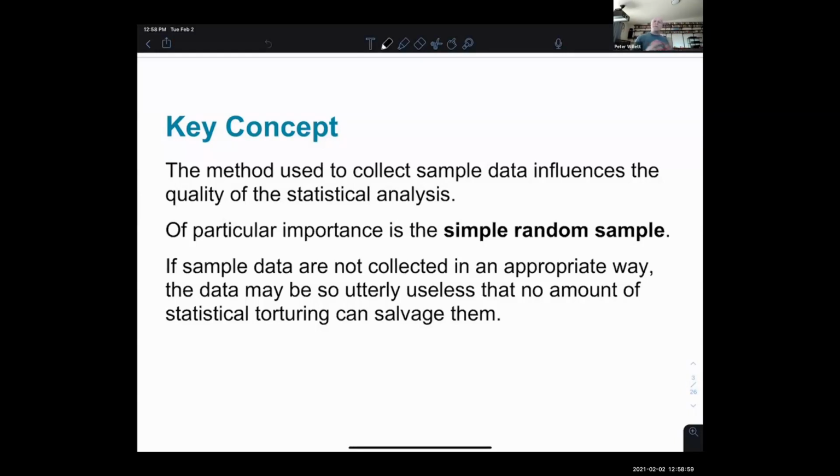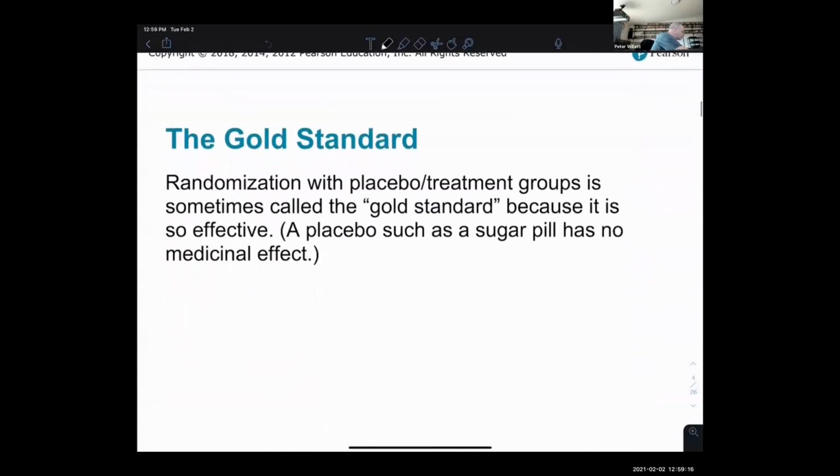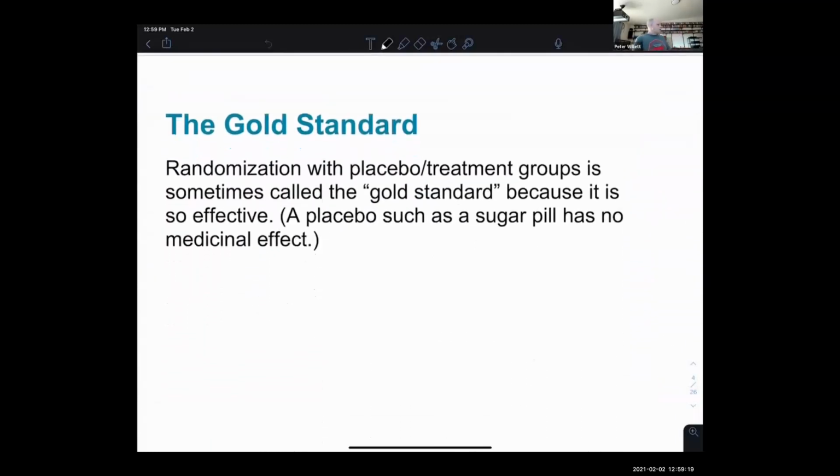Okay, so at this point there will begin to be an onslaught of new words provided so that we can literally talk about it and refer to different ways of collecting data and definitions to begin to try to understand. So the gold standard, randomization with placebo/treatment groups, is sometimes called the gold standard because it is so effective. A placebo, such as a sugar pill, has no medicinal effect.